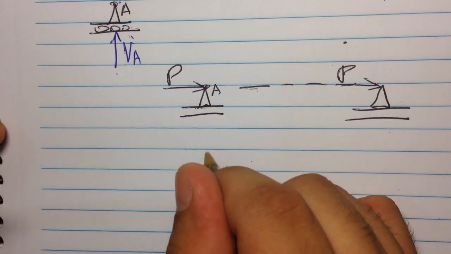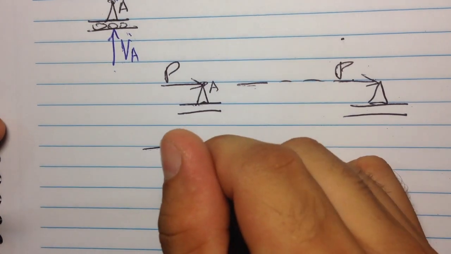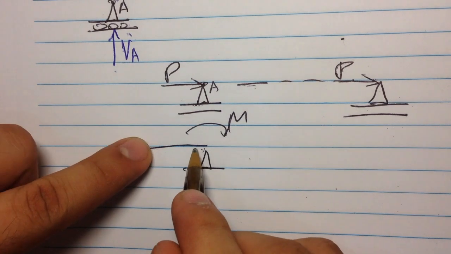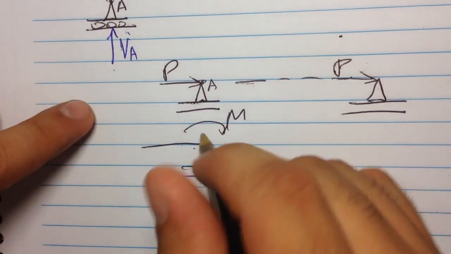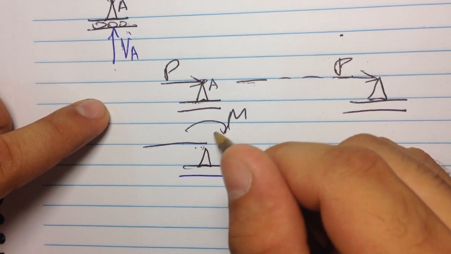Alright, one more thing about the roller support: if we have an adjacent bar and we apply a moment, let's say moment M, the bar will tend to rotate in the direction of the moment.